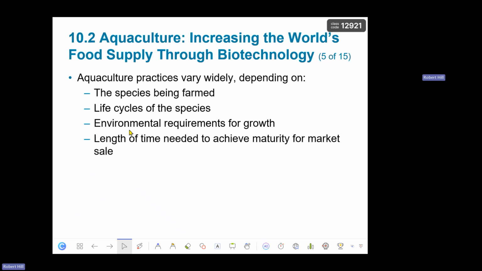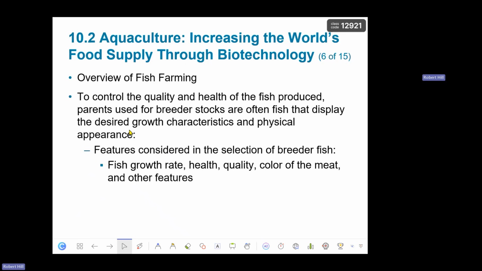So aquaculture practices vary significantly. Factors like the species being raised, the life cycle of it, environmental needs, and the time required for them to reach market, all these influence farming methods, whether it's shrimp in tropical ponds or trout in freshwater raceways. Each system has to be tailored to the biology of the species.